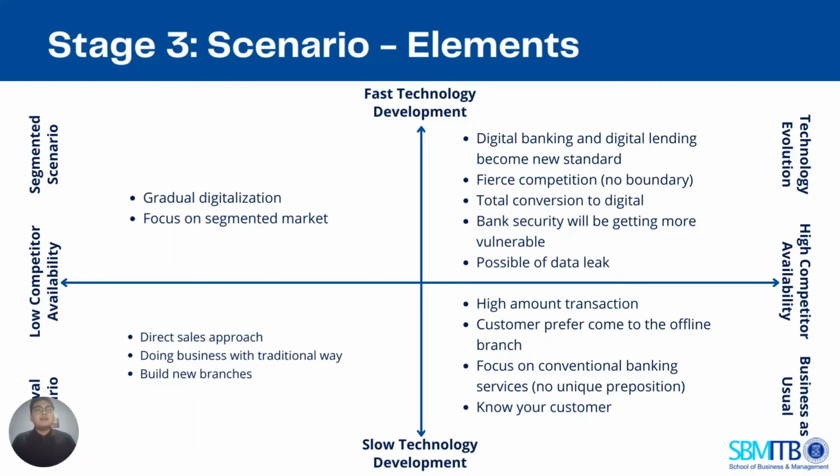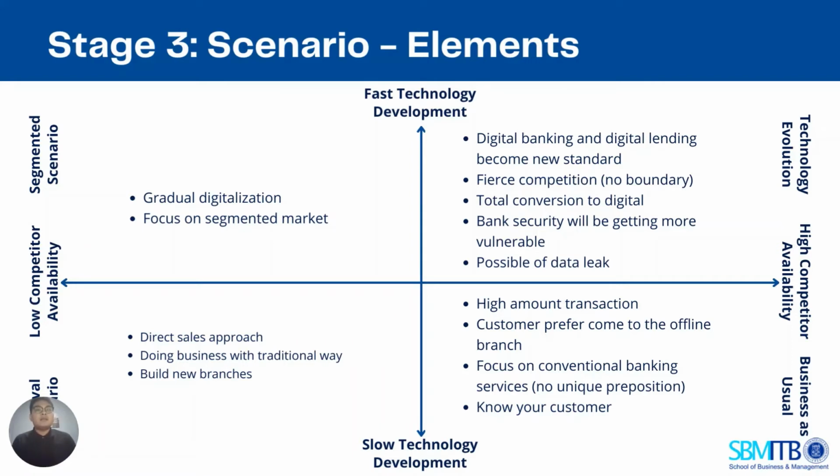The third one is the scenario of business as usual because it has high competitor availability and slow technology development. That scenario has several elements. It is high amount transaction, customer prefer to come to the offline branch, focus on conventional banking service, no unique proposition, and know your customer.